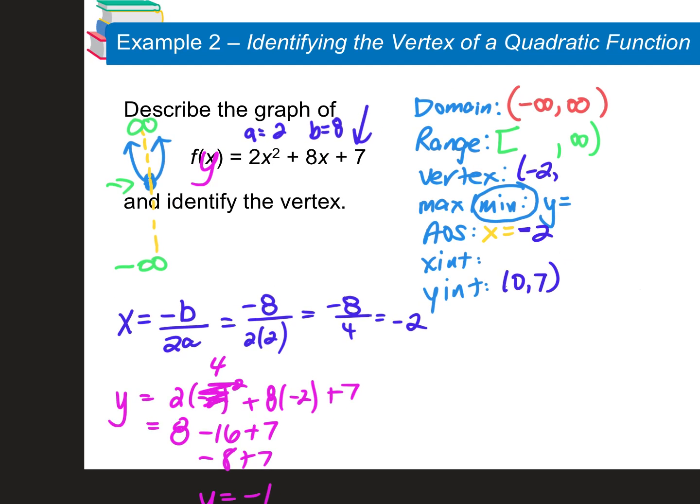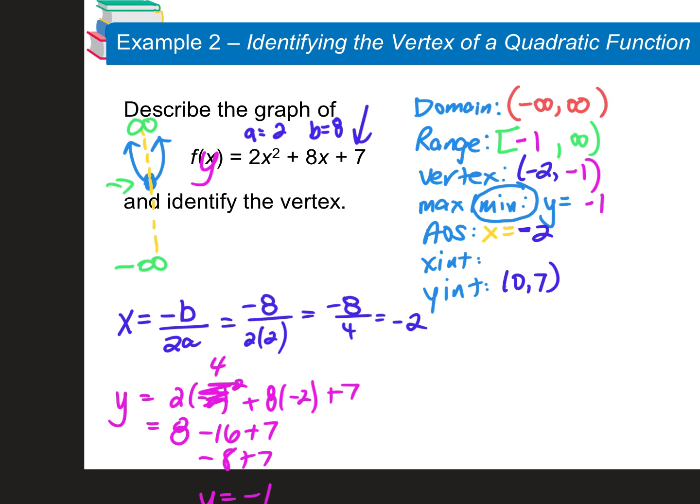So what is the y part of my vertex? Negative 1. What is the minimum value? Negative 1. What is my range? Negative 1 to infinity. We have answered every single one of these characteristic questions literally by looking at the equation and then doing that tiny little computation to find the vertex.